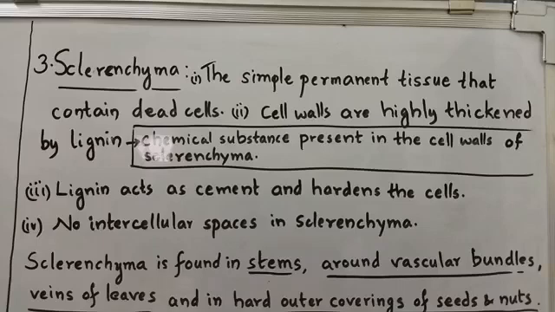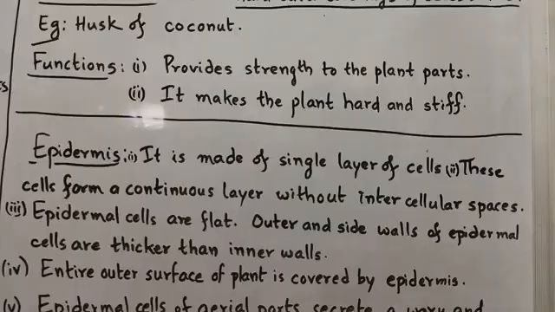Sclerenchyma is found in stems around vascular bundles, in veins of leaves, and in hard outer coverings of seeds and nuts. An example of sclerenchymatous tissue is the husk of coconut. The functions of sclerenchyma are: it provides strength to the plant parts and it makes the plant hard and stiff.